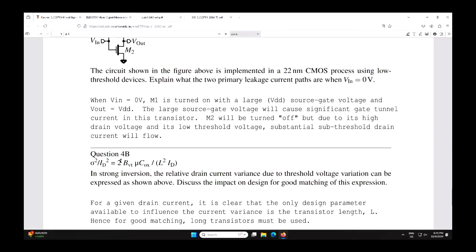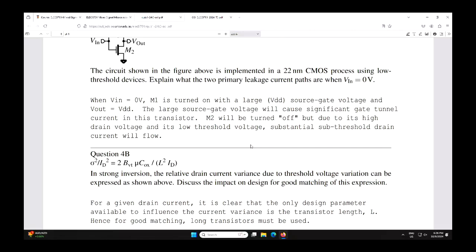Okay, and the last question was: we can write the relative current variance due to threshold variation like that, which is common to do. So if you do that, what does that tell us about how we have to design?